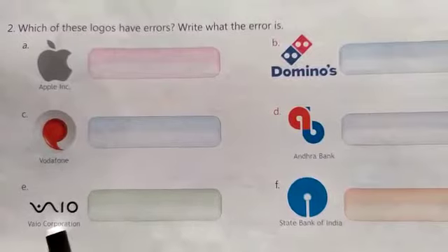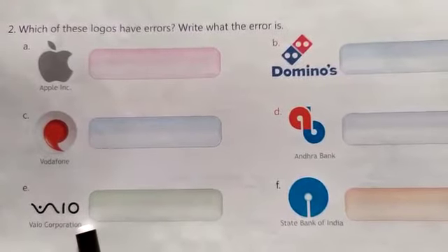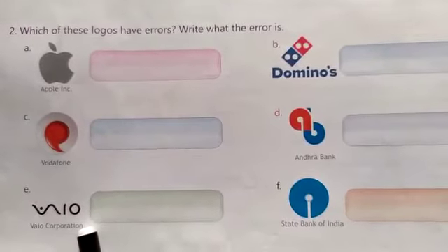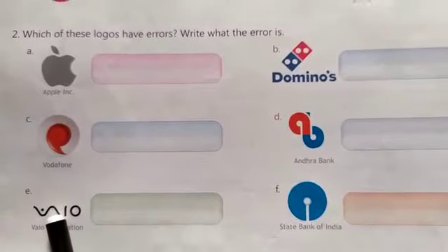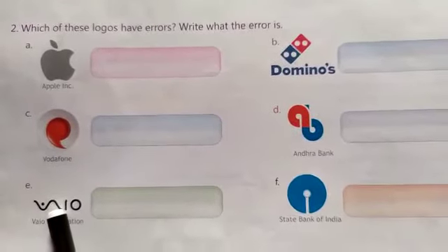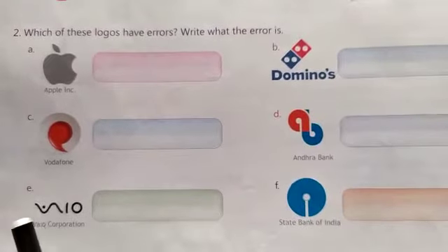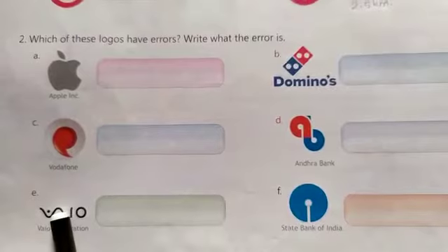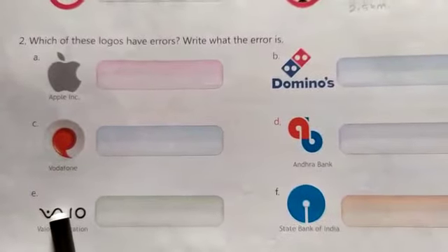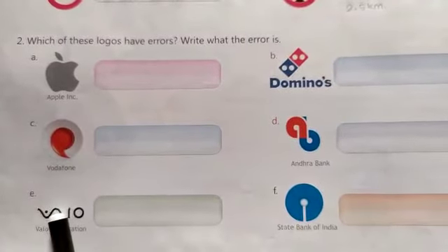Here, this is Vaio Corporation. Vaio is actually laptop company. And if you see here, the error is in the dot. This dot should be shown here, so that it will look like A. The dot forms the A.